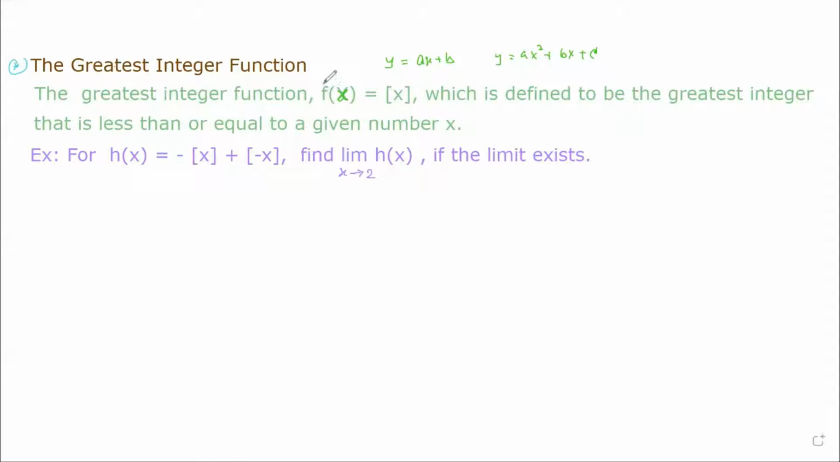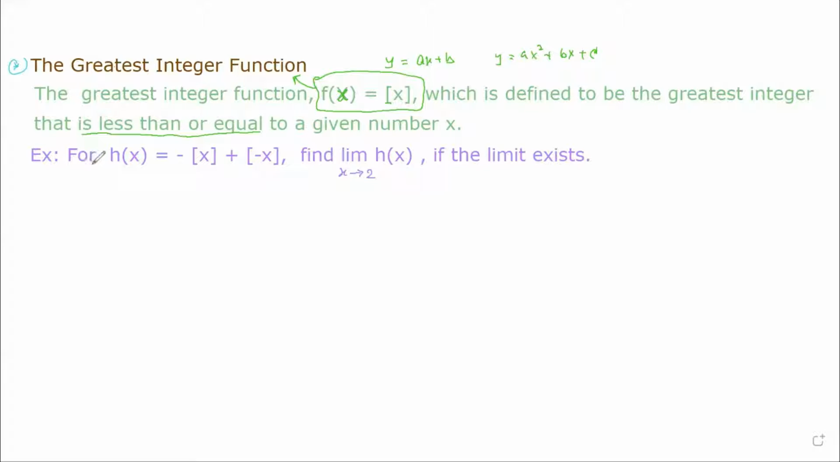At the same time, if we write in this pattern, this represents the greatest integer function. This is a function, and we represent it by this bracket shape. If you see this shape, it means the greatest integer function. What is the meaning? It is defined to be the greatest integer that is less than or equal to a given number. So take a look at our example here.